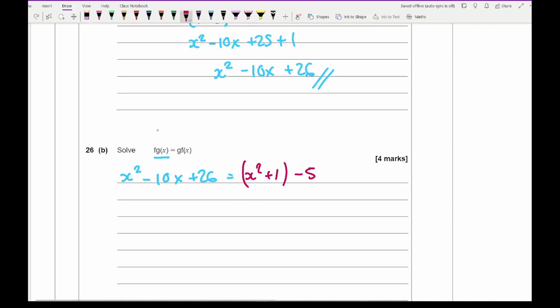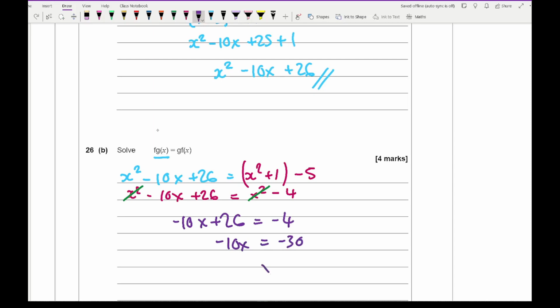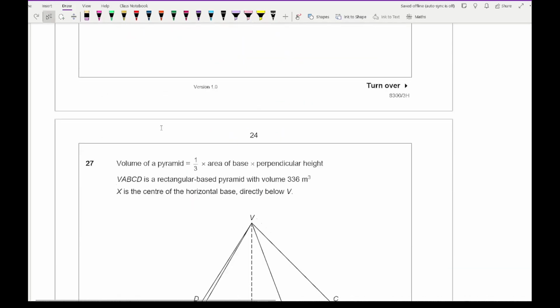Then if I expand the brackets out, I get x squared minus 10x plus 26 equals x squared, and it's going to be minus 4. Then if I take away the x squared from both sides, I'm left with minus 10x plus 26 equals minus 4. Then I've got minus 10x equals minus 30, so x equals 3, and there we've gone on to solve it.